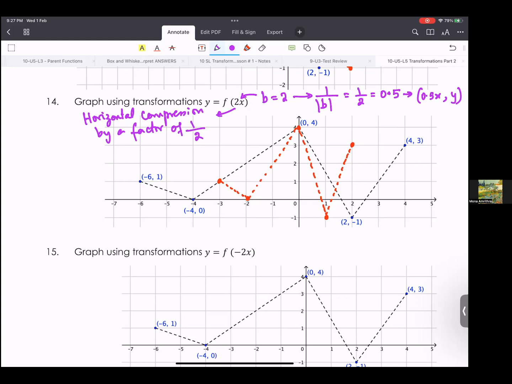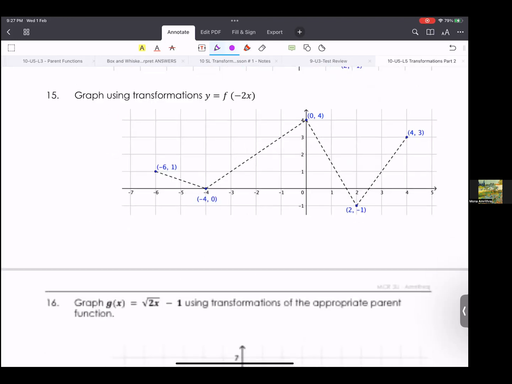But what does this mean? It just means that horizontally the graph is squished, and every time you have the b value, you have to do 1 over it to get the factor. Some textbooks will use the word stretch, and they'll say it's a horizontal stretch by a factor of 0.5, which just means a compression. You don't use the word stretch for both stretch and compression, but it's understood that when you say stretch by a factor of half, that means it is a compression.